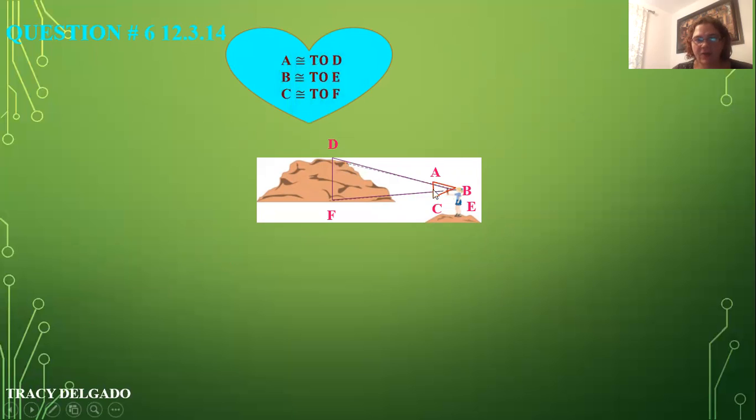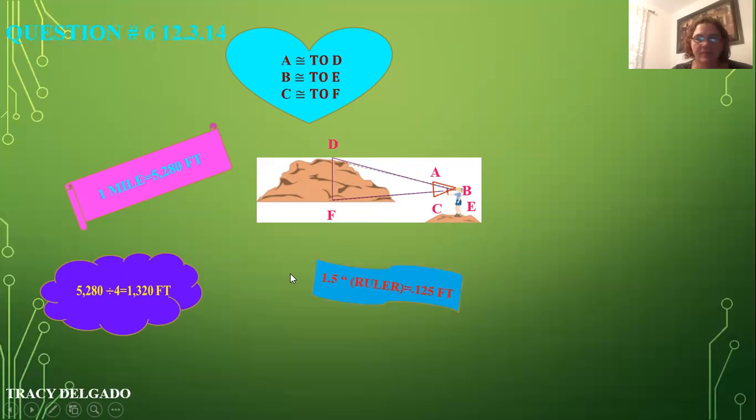So what I did was I did triangles here. There's a little line right here. So I did ABC here and then DEF. And when we look at this, we see that A is congruent to D, B is congruent to E, and C is congruent to F. And as I remember before, 1 mile equals 5,280 feet. And when we divide 5,280 by 4, that equals 1,320 feet. But we need to get into our ruler here. So that's 1.5 inches right here. So when we do that, it's 0.125 feet.